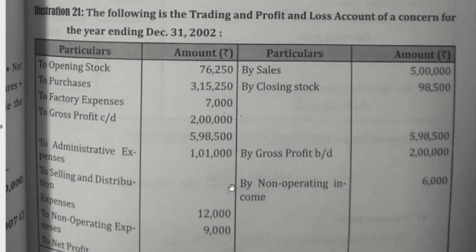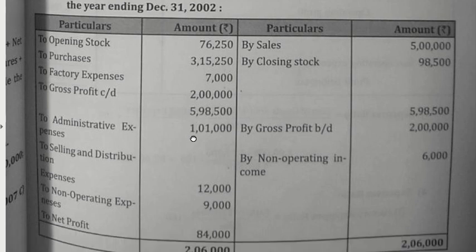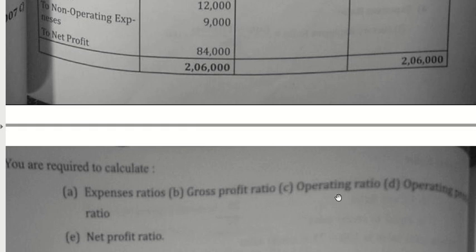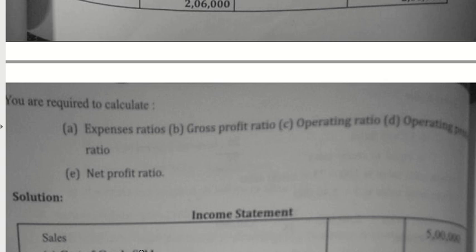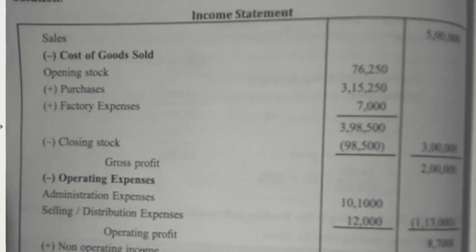So your next question, we have the trading and profit and loss account. So let us look into the trading and profit and loss account. And what have they told us to calculate? They have told us to calculate expenses ratio, gross profit ratio, operating profit ratio, net profit ratio. So let us prepare an income statement. This is just for convenience, so that we have all the figures out there and can immediately take the factors and calculate the ratio.